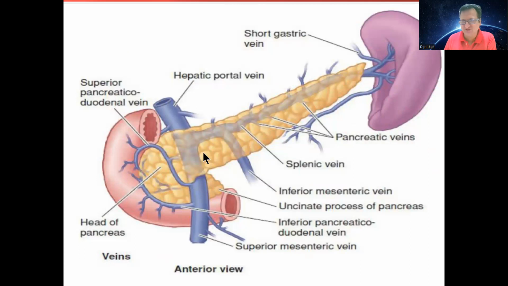In venous relationship, from the splenic hilum, splenic vein is a prominent structure which passes posterior to the pancreatic body and tail. It joins the inferior mesenteric vein and then joins the superior mesenteric vein to form the hepatic portal vein. So this is the porto-splenic confluence, which is present just posterior to the neck of the pancreas.